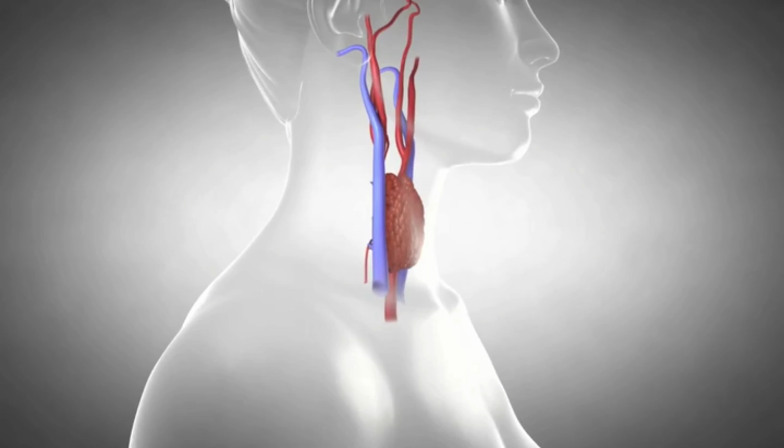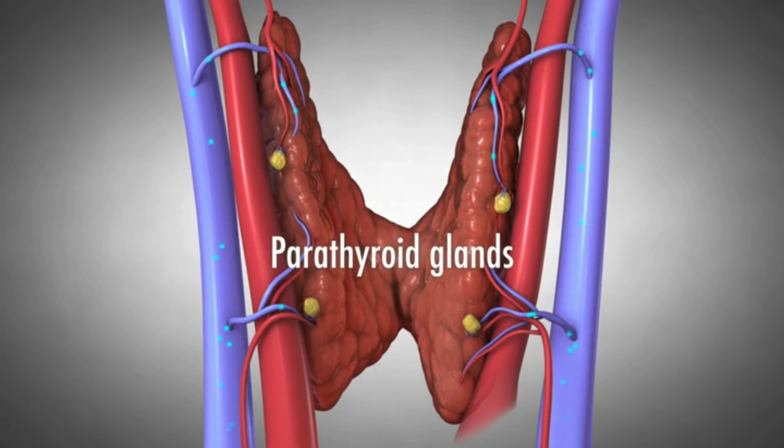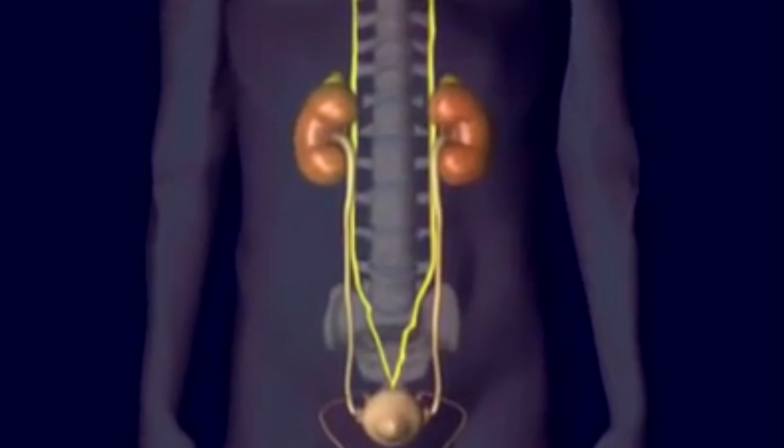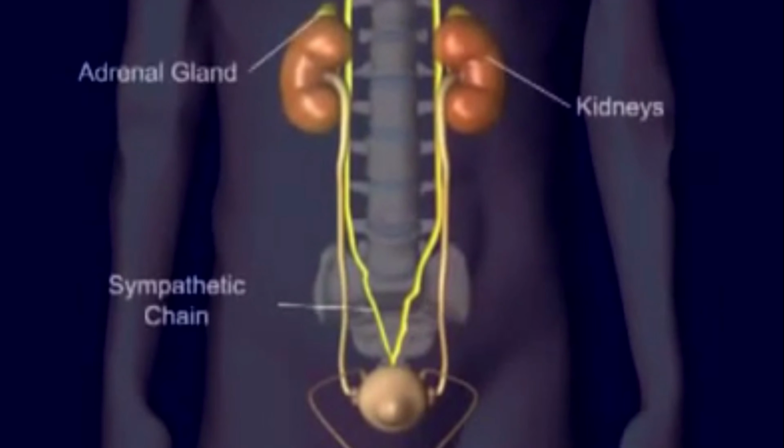So my dear students, this was all about today's topic, the three endocrine glands, the parathyroid gland, the adrenal gland, and finally the thymus gland.